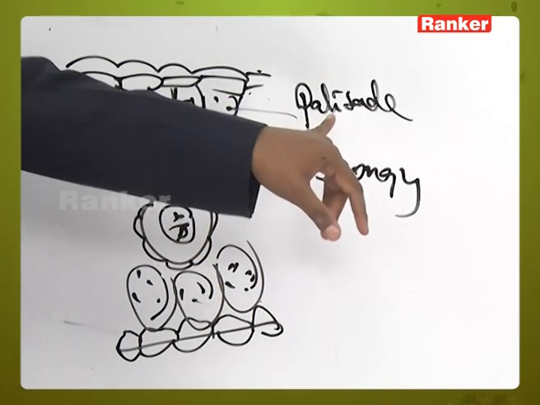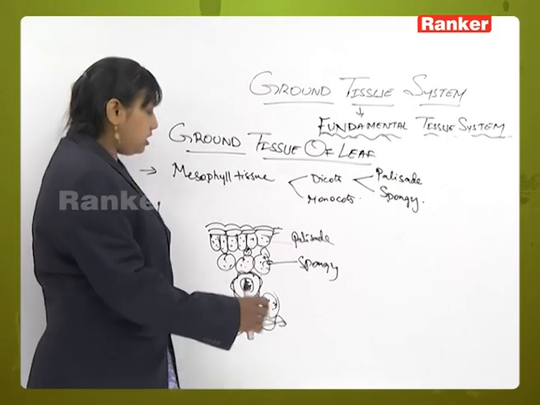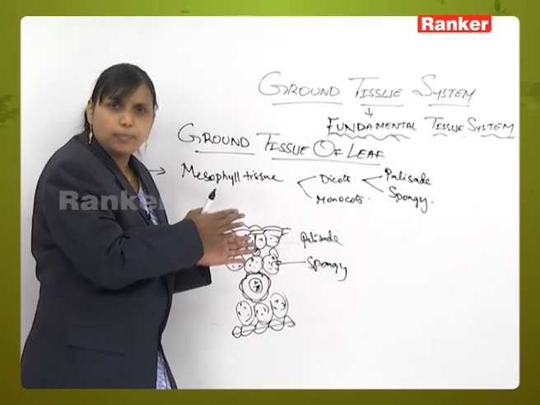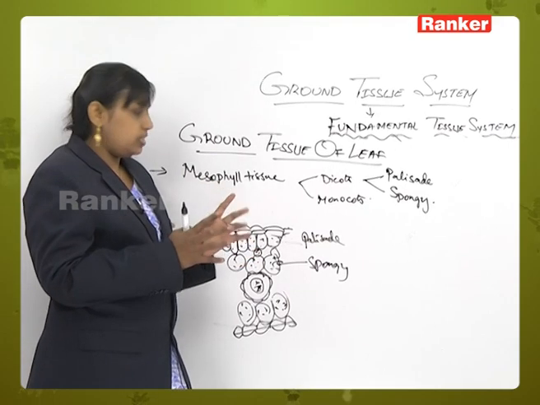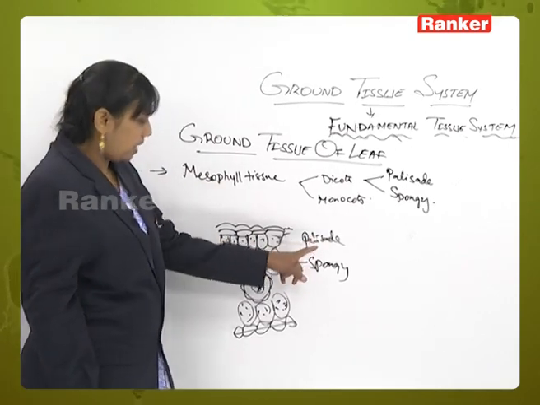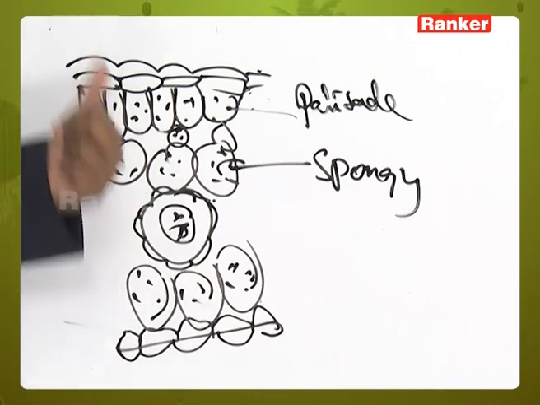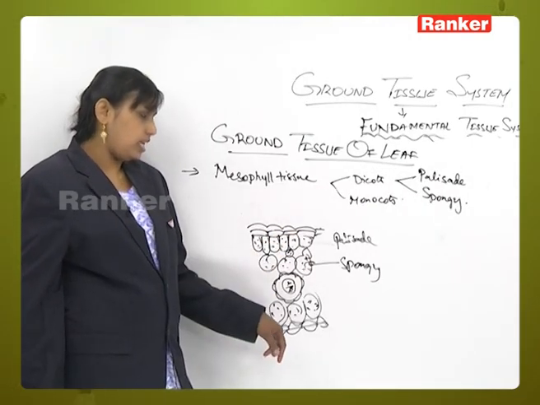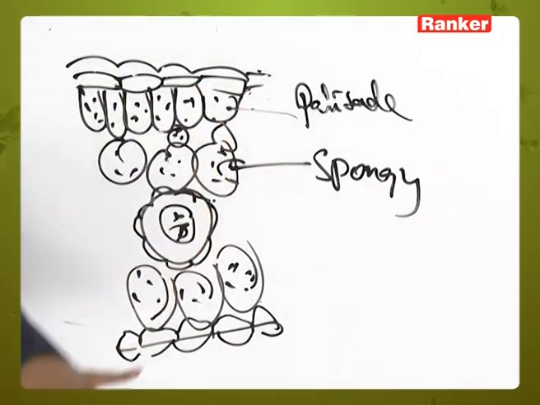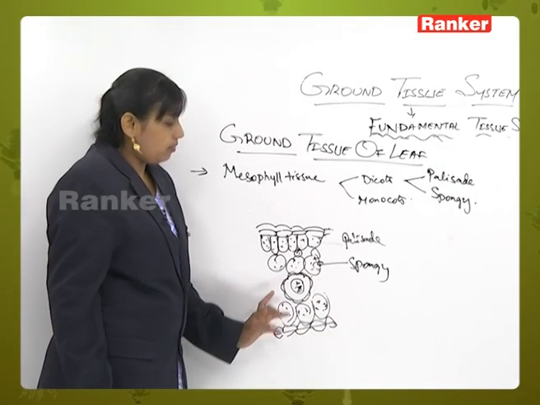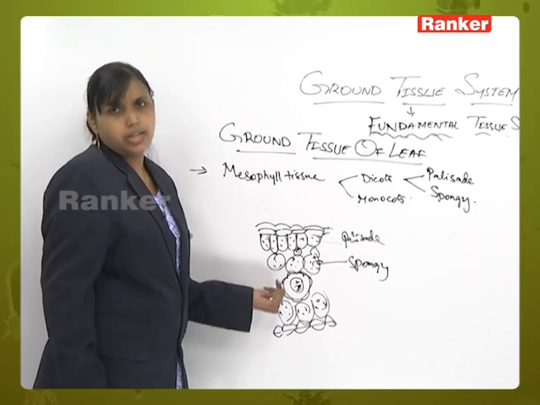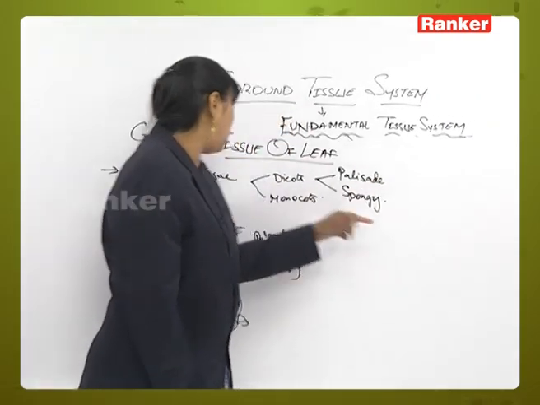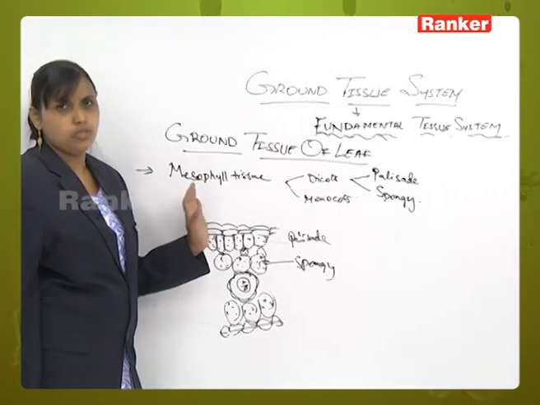Now, in case of palisade tissue, there is a possibility of its occurrence only on one side of the epidermis, or in some plants you will see palisade tissue on both sides. When it occurs on both sides, we call it upper palisade tissue or lower palisade tissue. In between, the common tissue present is called spongy tissue. So altogether, palisade and spongy tissue is called mesophyll tissue.